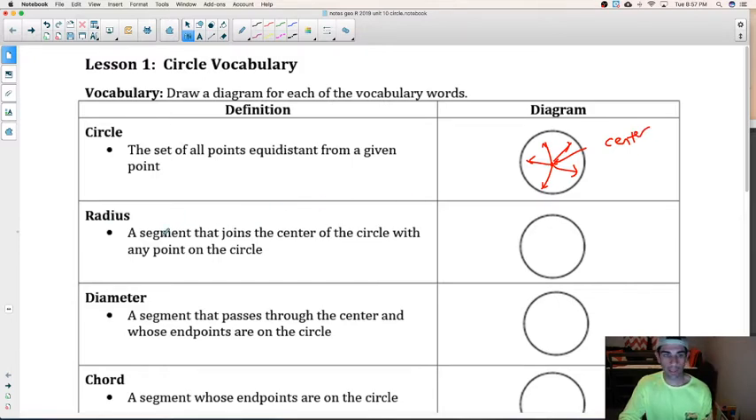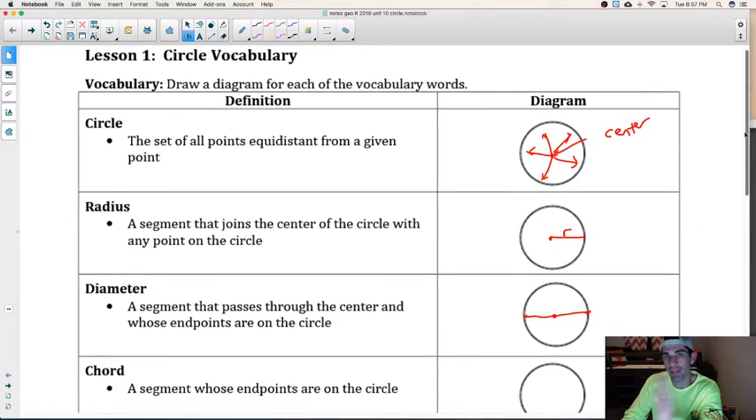So now a radius is a segment that joins the center of the circle with any point. All right, so this is all kind of review right now for you guys. So basically from the center to any one of those points, that's a radius there. Diameter is 2 radii, right? And it goes through the center. That's really important, okay? And it connects these two endpoints there. There's your diameter.